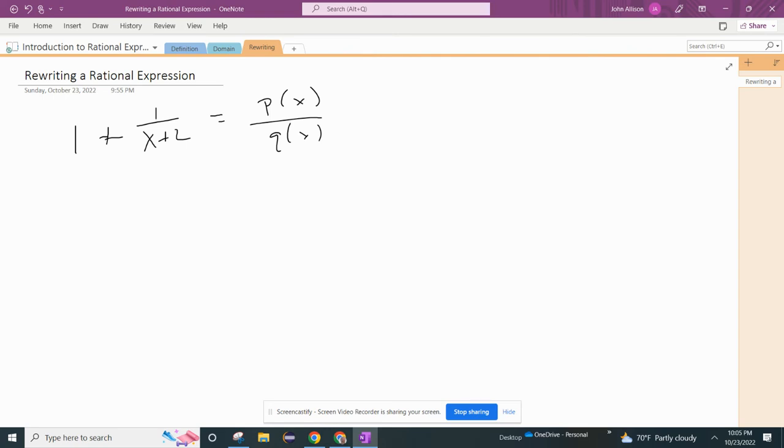So I have a denominator of x plus 2 in this fraction. I need a denominator of x plus 2 in this fraction before I can add the two together. So the way I'm going to get that is I'm going to multiply this fraction by a very particular number 1. x plus 2 divided by x plus 2 is just 1. So I'm going to multiply this first number that doesn't have an x plus 2 in the denominator by x plus 2 over x plus 2.